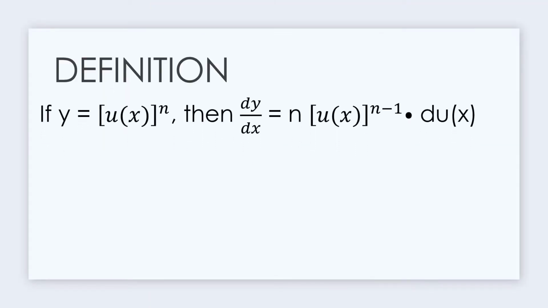Let's talk about the chain rule. What is the definition of the chain rule? If y is equal to the quantity u times x raised to the power of n, meaning there is now an exponent on the binomial, the quantity, then dy over dx is equal to n times the coefficient and u times x to the n minus 1, times the additional step in the chain rule, which is to find the derivative of u, the one inside. Then simplify.